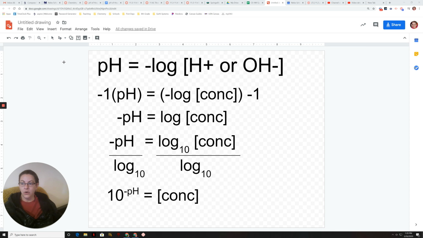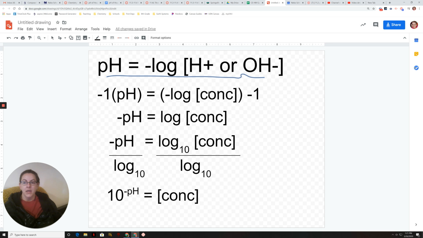Now, I do not know how many of you have had logs in math, how many of you have been taught, but this is kind of mathematically the way that it works and where the equation ends up. So we start off with our basic pH equation of pH equals the negative log of your H plus or your OH minus concentration. Okay, so now I have just changed that to C for concentration.